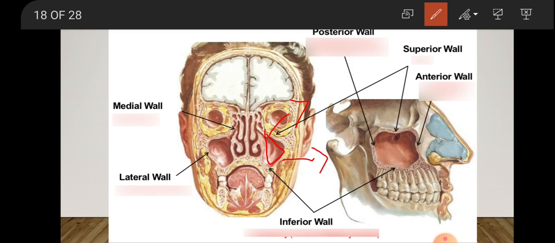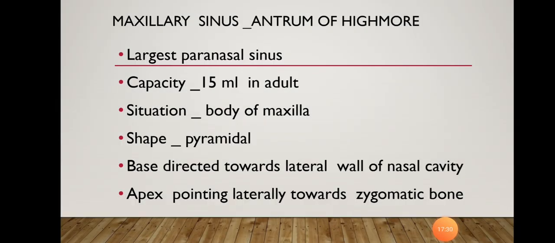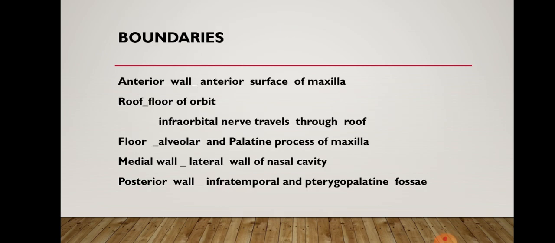maxillary air sinus. So the maxillary air sinus is the largest of all the sinuses. It is otherwise called the antrum of Highmore. Its capacity is about 15 ml in adults, and it is pyramidal in shape, with its base directed towards the lateral wall of the nasal cavity and its apex pointing towards the zygomatic bone.